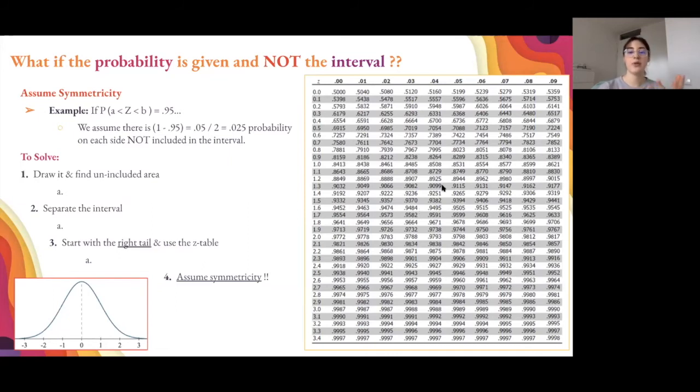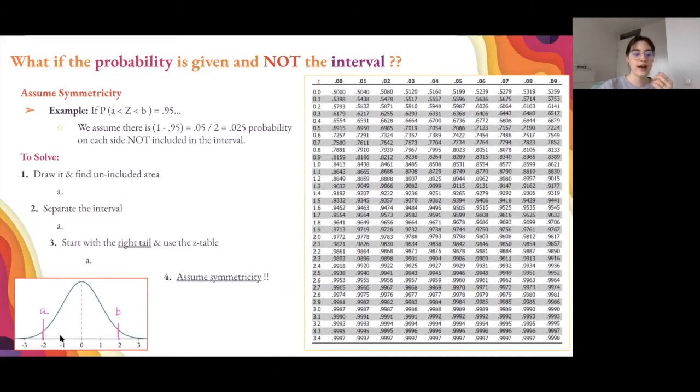So in this example, the probability that we're given is 0.95. As always, we assume symmetry, and then we draw it out as always. I'm going to go ahead and draw it. So we have A and B. On one side we have A, and on the other side we have B. They're perfectly symmetrical. So the value of B is just the negative number. That negative number equals A.